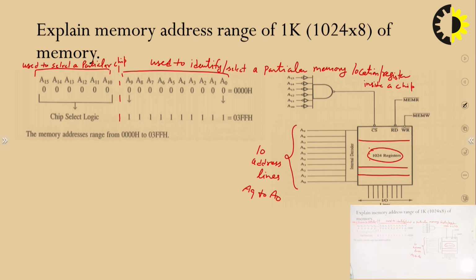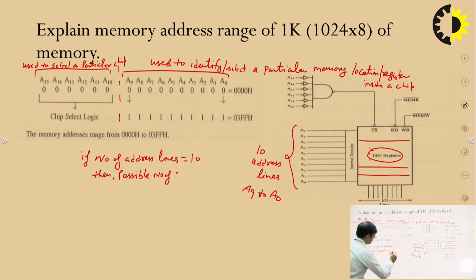A9 to A0, and 10 address lines can select a particular memory location out of 1024 memory locations, because we know that if the number of address lines is 10, then the possible number of combinations will be 2^10, and it will give you 1024. So 1024 registers can be selected, can be identified with the help of 10 address lines.